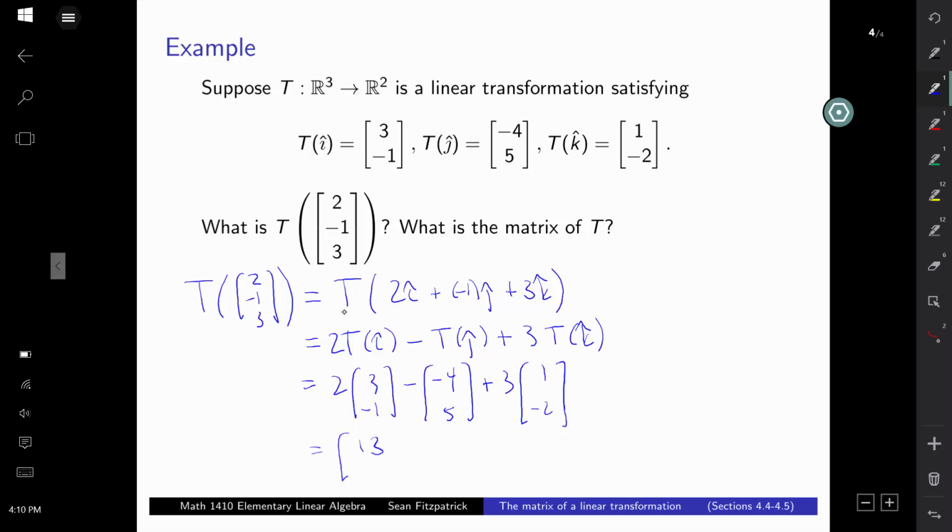If I simplify that, I get 6 plus 4 plus 3, which is 13, and minus 2 minus 5 minus 6, which is minus 13. So that's one way to do it.